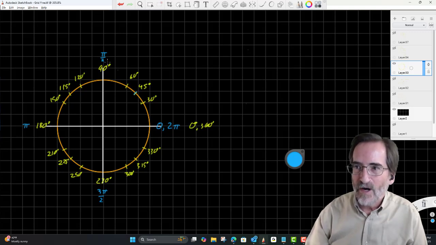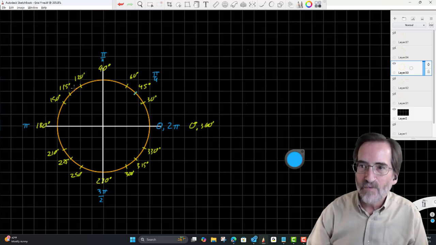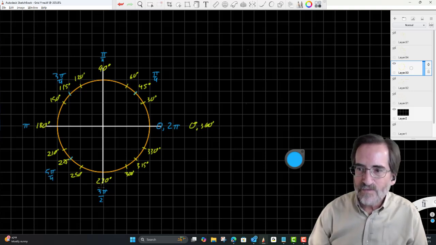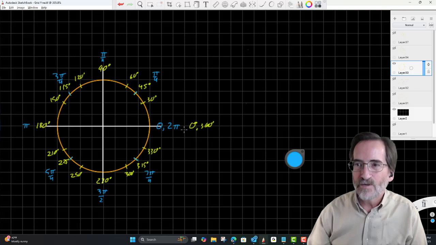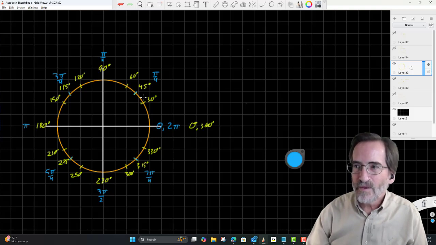45 degrees is pi over 4. Half of pi over 2 is pi over 4. 1 pi over 4, 2 pi over 4, 3 pi over 4, 4 pi over 4, 5 pi over 4, 6 pi over 4, 7 pi over 4. And 8 pi over 4 is 2 pi. And now let's do the thirds.